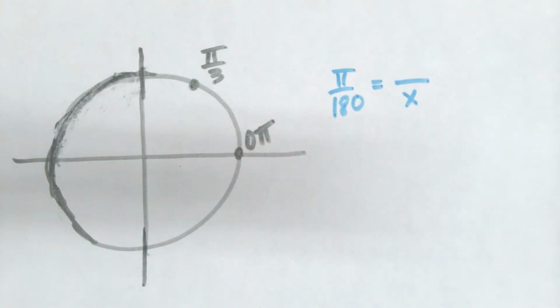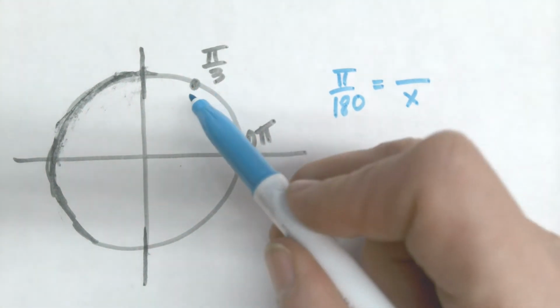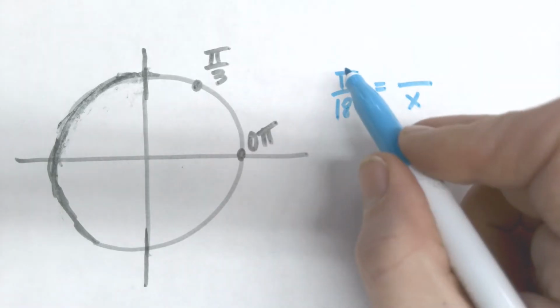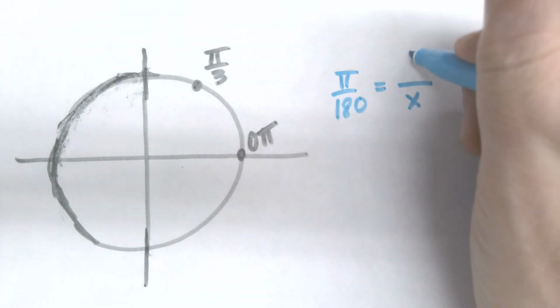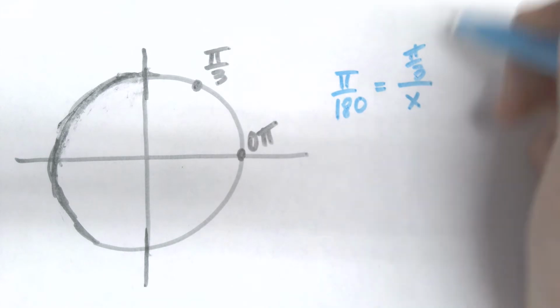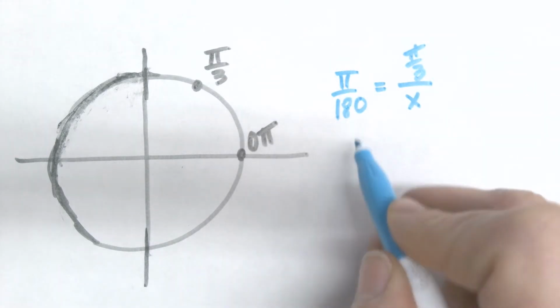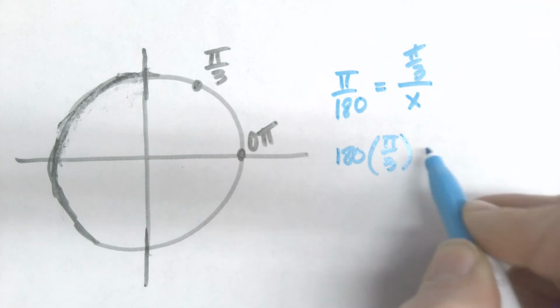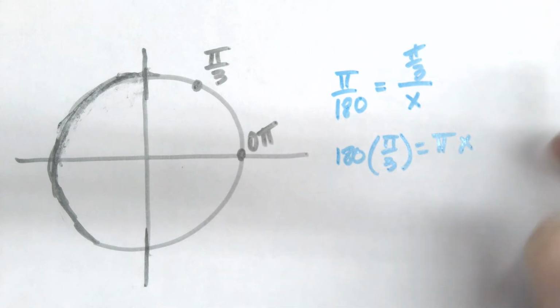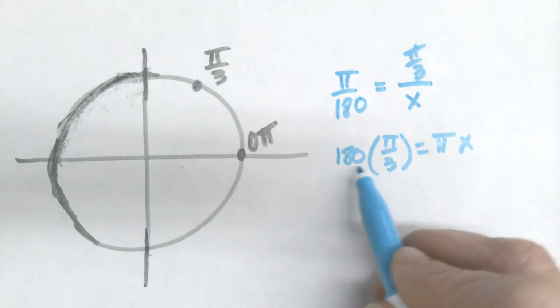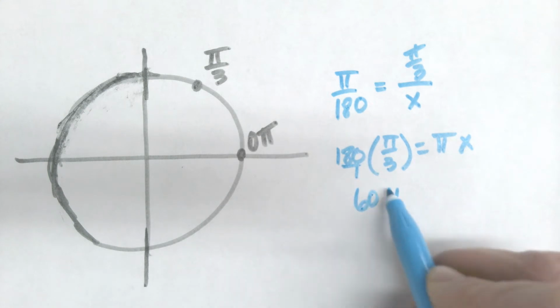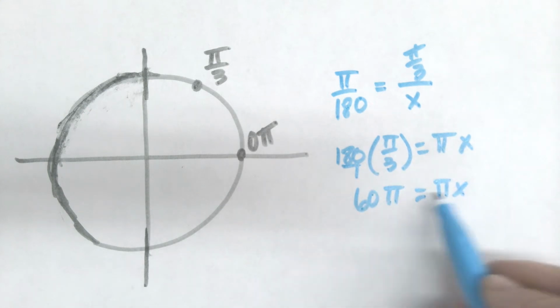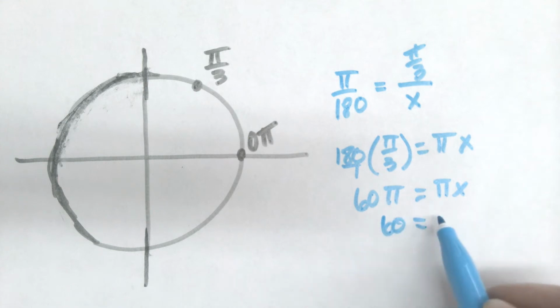I'm going to do the pi over 4. Pi over 3 is up here. Pi is to 180 as pi over 3 is to x. I'll just do a cross product. It's 180 times pi over 3, which equals pi x. When I simplify that, I get 60 pi equals pi x. Divide the pi out, 60 equals x.